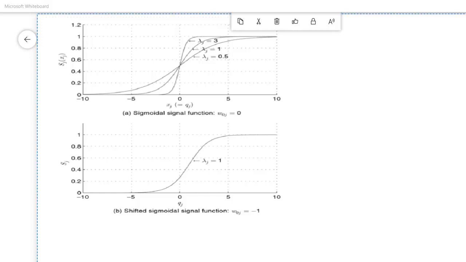Good afternoon, students. Welcome to the next video of artificial neural network, in which I am going to complete the new signal function, which is the sigmoidal signal function. The sigmoidal signal function is the most frequently used signal function in neural networks.